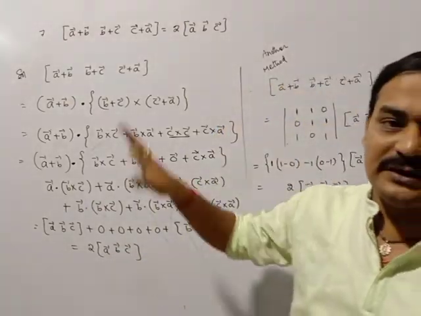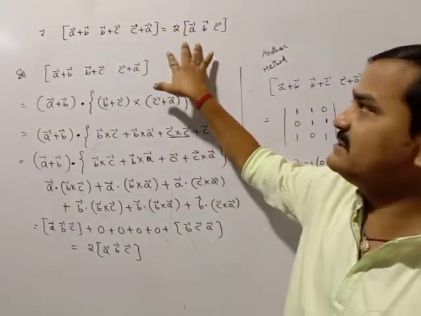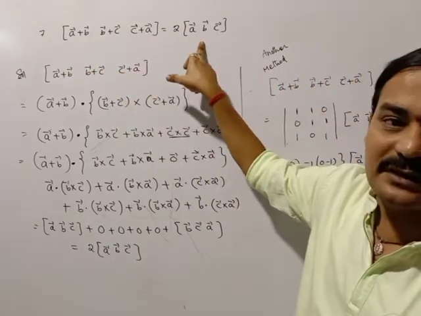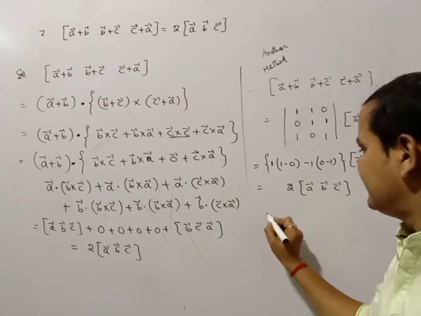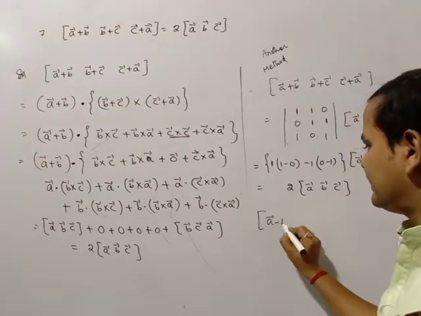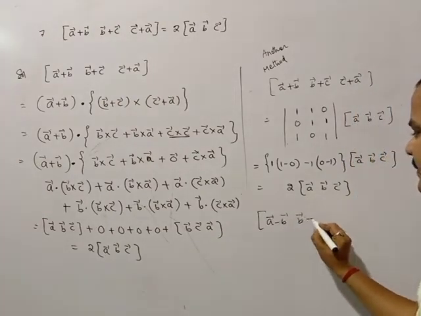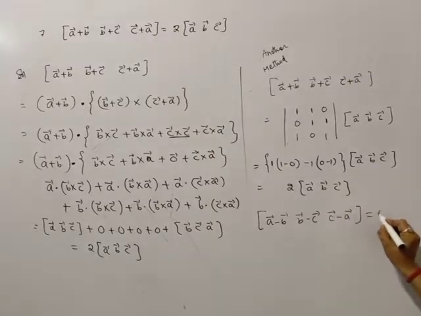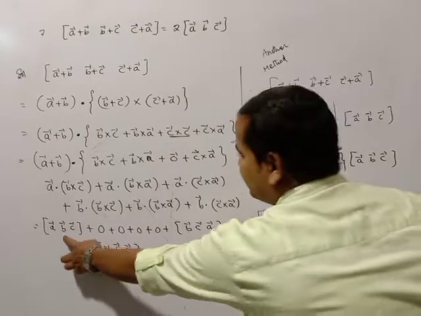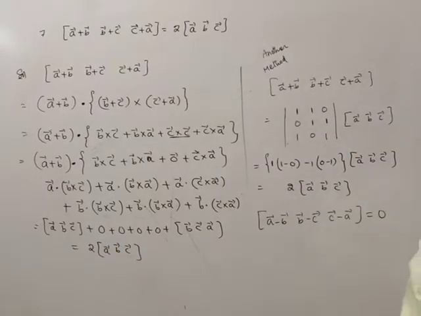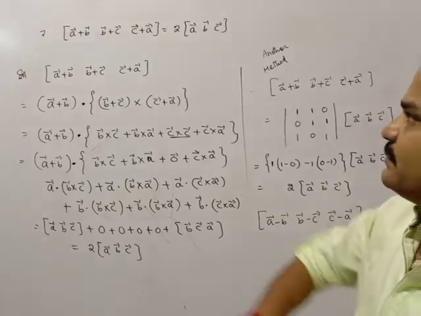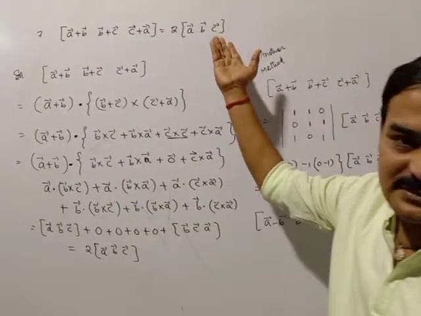Actually, this concept is very important. If a plus sign is given, 2 times will be coming. Suppose the question is given as A bar minus B bar, B bar minus C bar, C bar minus A bar, then this value is 0, because one is plus and another is minus, so both cancel and it automatically becomes 0. But if it is plus, then 2 times will be coming.